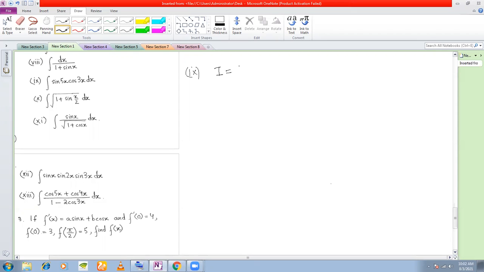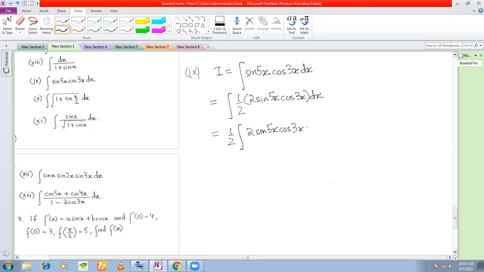I is equal to this integral given to you here, sine 5x cos 3x dx. Now, whenever you see a product of trigonometric functions, you convert it to a sum. We write this as half integral twice sine 5x cos 3x dx. You take half outside the integration and keep twice sine 5x cos 3x dx.